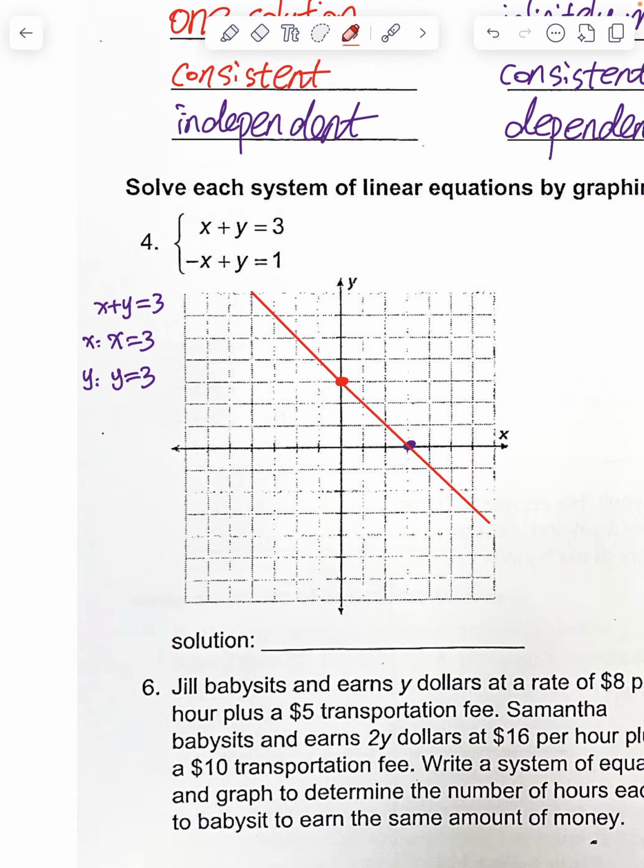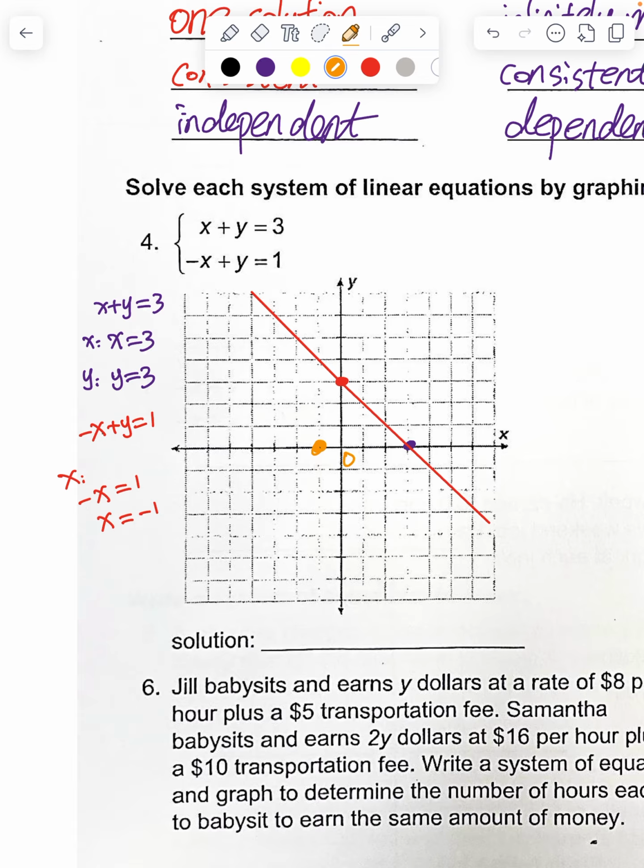Let me do the second one. Negative x plus y equal to 1. Let's find the x-intercept. So negative x equal to 1. Get rid of the negative by multiplying both sides by negative 1. So x equal to negative 1. The point is right here. Yeah, negative 1.